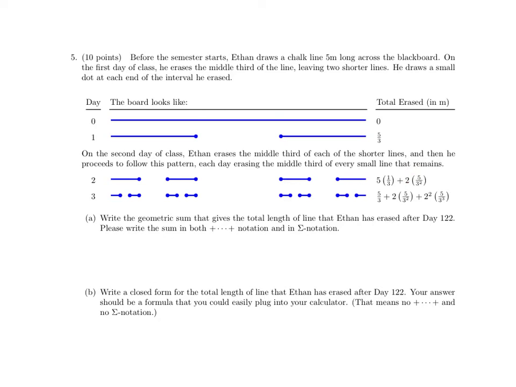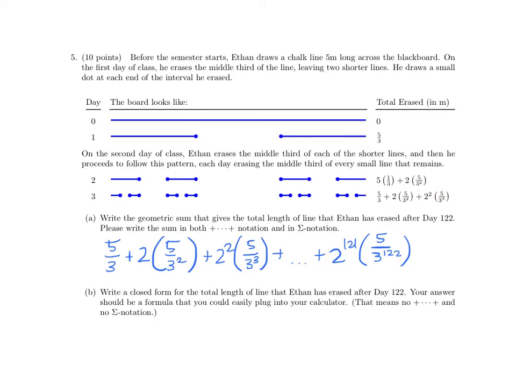We want to write the geometric sum, so let's include the first 3 terms. Those are just going to be the same as the first 3 terms up here. And then we need to figure out what has been erased after day 122. Well, like I said, 2 is the coefficient, and it is raised to an exponent that is 1 less than the day's number. So if we're on day 122, that means that 2 needs to be raised to the 121st power. And then that's going to be multiplied by 5/3, and the 3 is going to be raised to the same number as the day. So that's going to be 5/3 to the 122nd power. And that's our answer for part A.